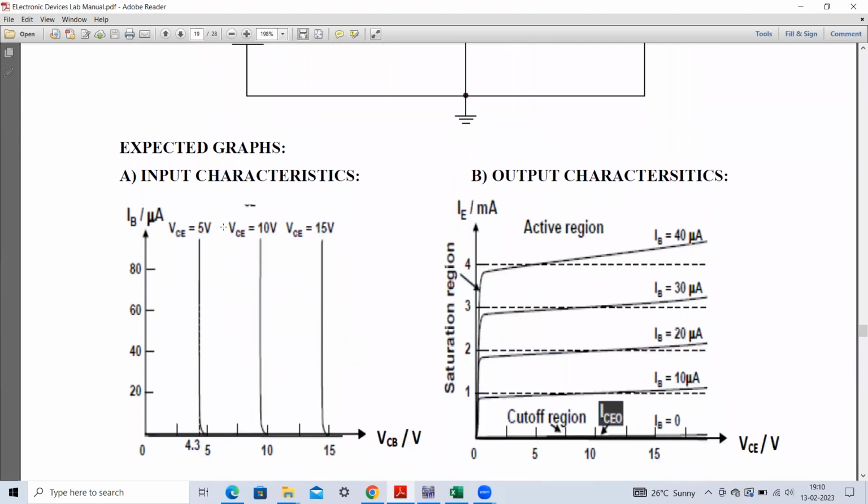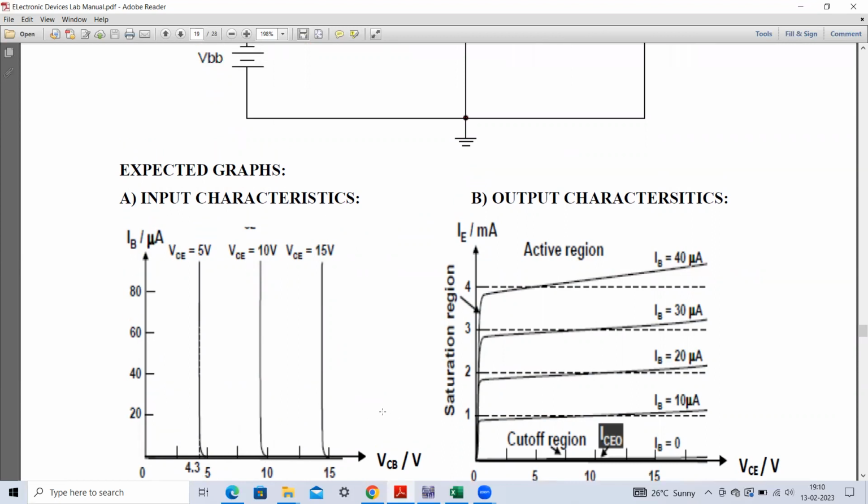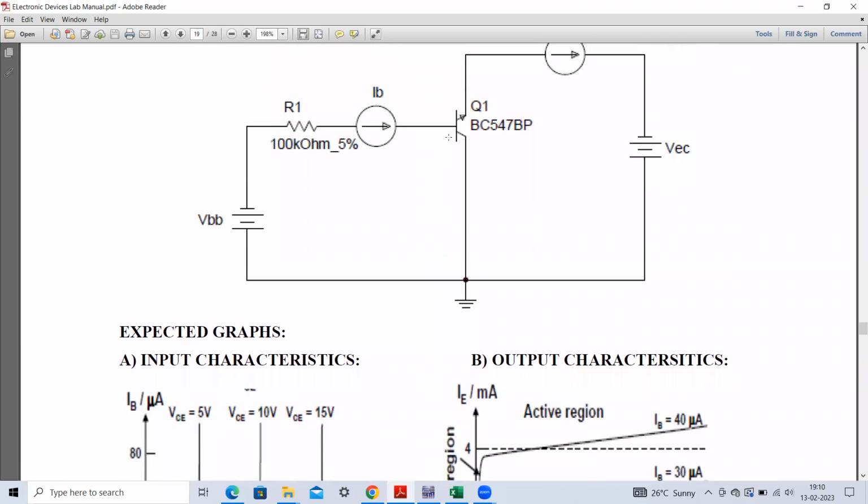This is our input characteristics, in which onto this x-axis we have to change the collector to base voltage, or you can write base to collector voltage. First we have to change this particular potential, and because of changing it, obviously this base to collector potential will also change. Then we have to measure the variation in this particular base current. There will be a certain base current flowing through this terminal, and we have to measure it by changing this input voltage.